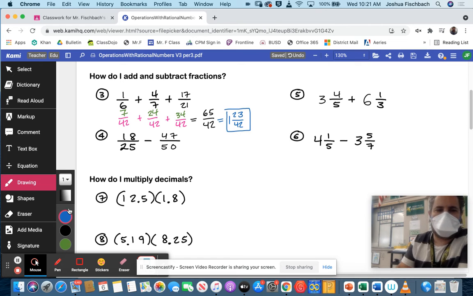When you're doing number 4, it's the same exact process. What's the common denominator? 25 can become 50, so let's just use 50 then. So then we have something out of 50, take away 47 out of 50.